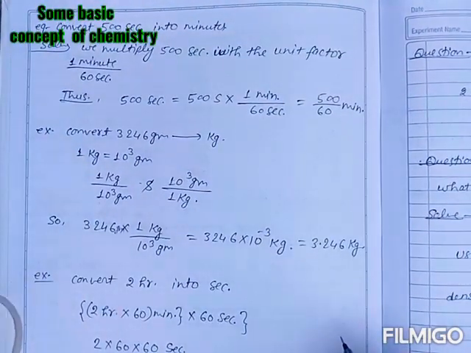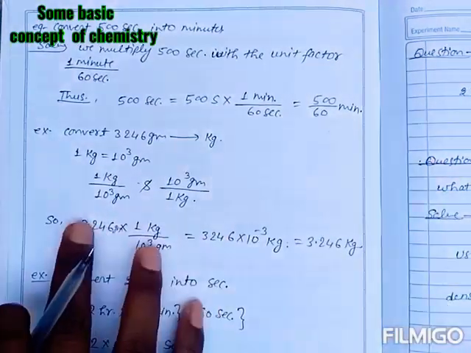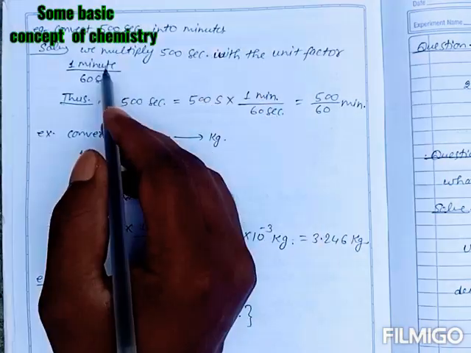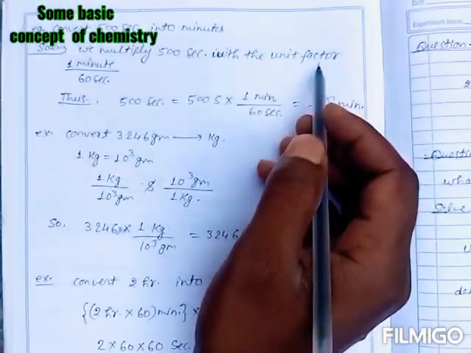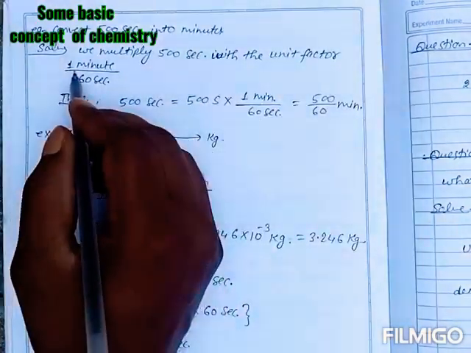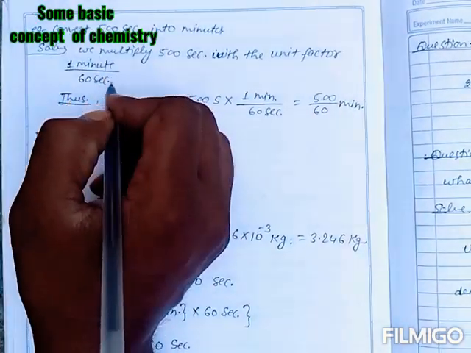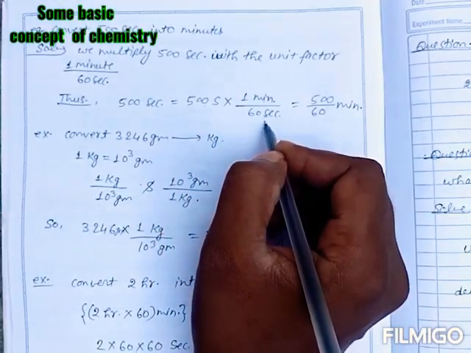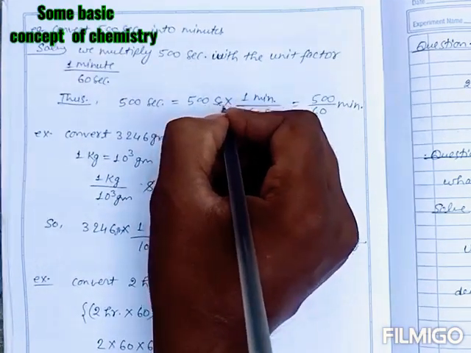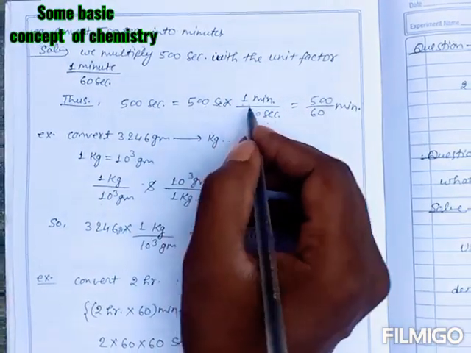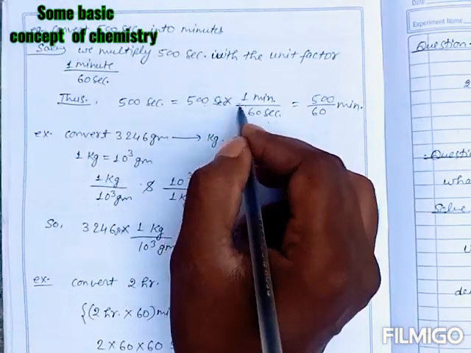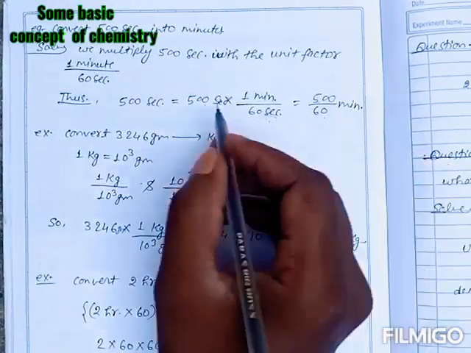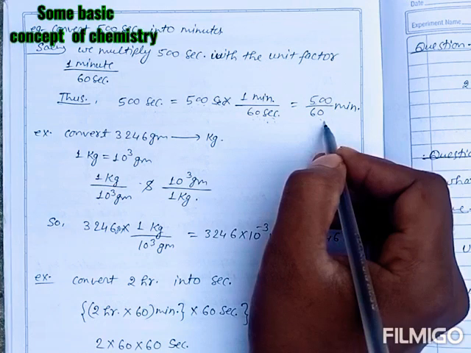Now we are going to take an example: convert 500 second into minutes. We multiply 500 second with the unit factor. What is our unit factor? That is 1 minute divided by 60 second. Thus 500 second is equal to 500 second into 1 minute divided by 60 second. Second will cancel out, its unit is cancelled, and 500 into 1, 500 divided by 60, these are the minutes. It means 500 second is equal to 500 divided by 60 minutes.